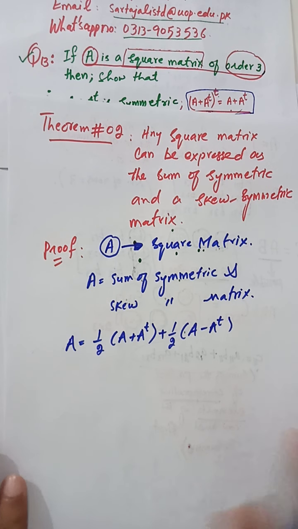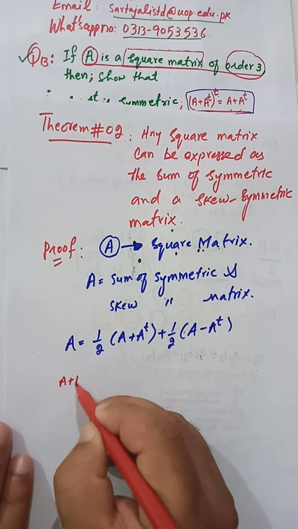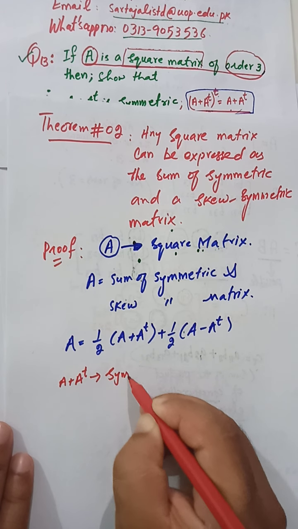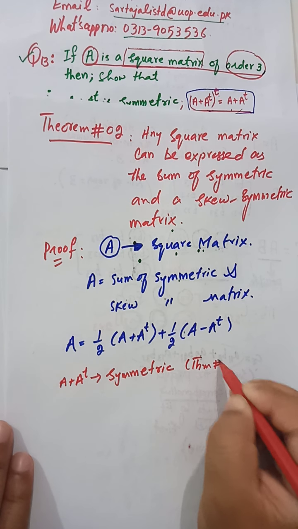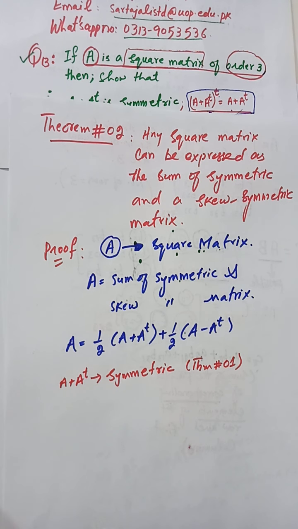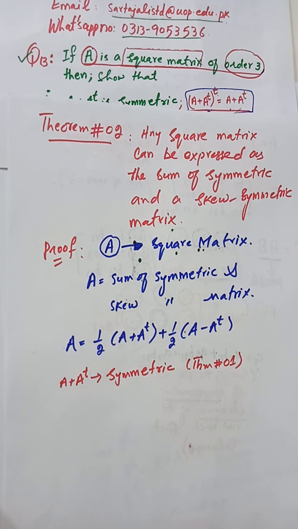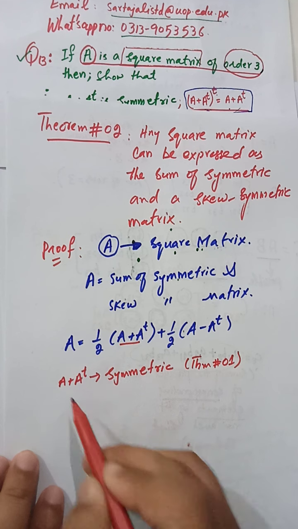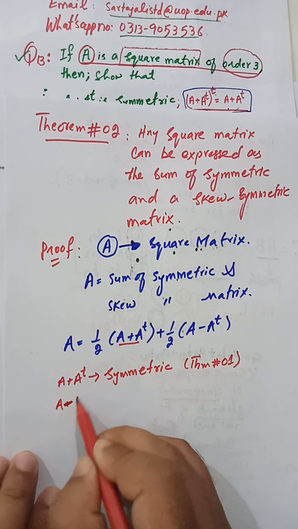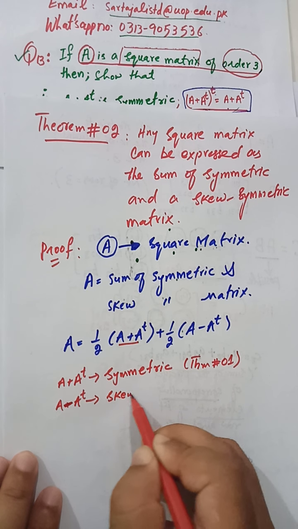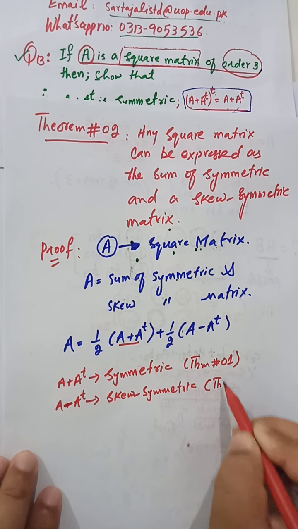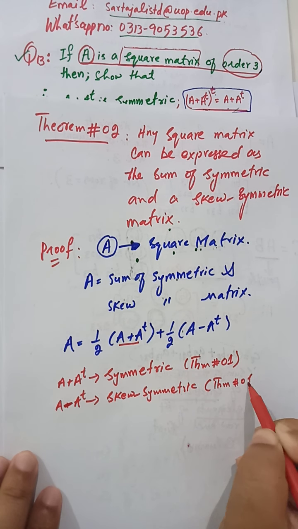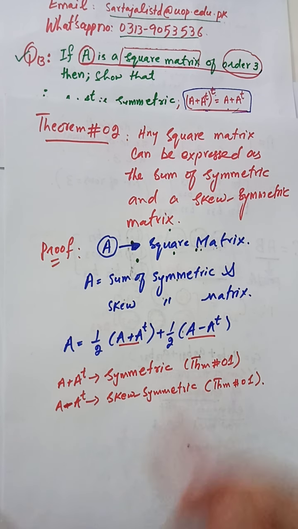Now in this notation you see that A plus A transpose is symmetric because A is any square matrix, and this is from theorem number 1, because in theorem 1 you showed that if A is any square matrix, then A plus A transpose is a symmetric matrix. We showed that. So A plus A transpose is symmetric, and A minus A transpose is skew symmetric. This is also shown in theorem number 1. So this is a skew symmetric matrix.